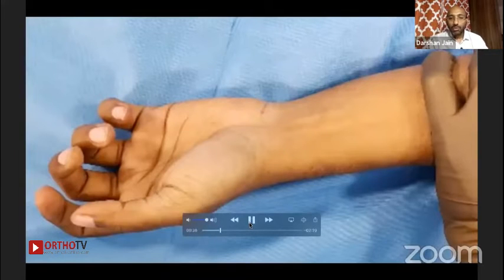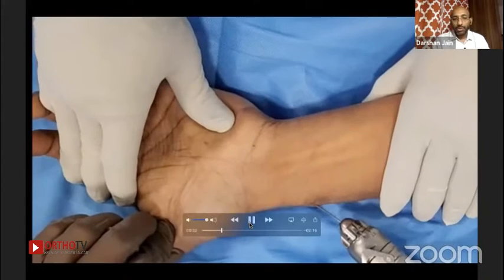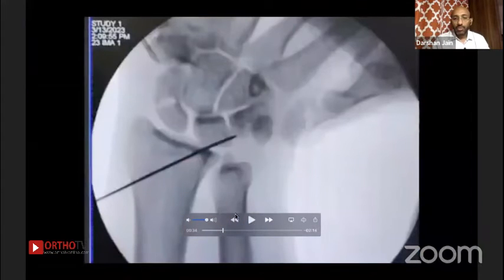So this is how I typically position the patient, and I use a tourniquet. This is what I do generally. I try to put a neutral K wire so that I can correct the DISI deformity of the lunate before I proceed. That also gives me very good control of the proximal pole. That is basically an indirect reduction.